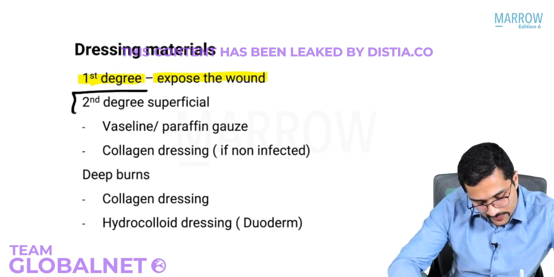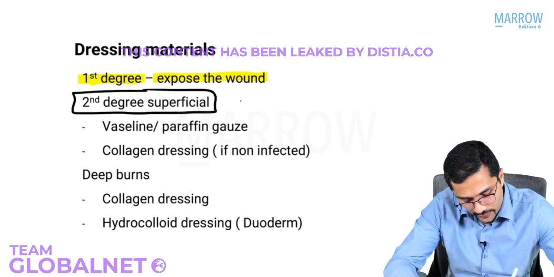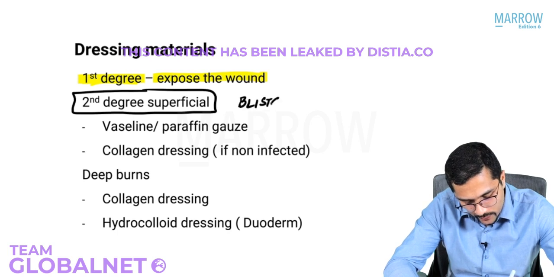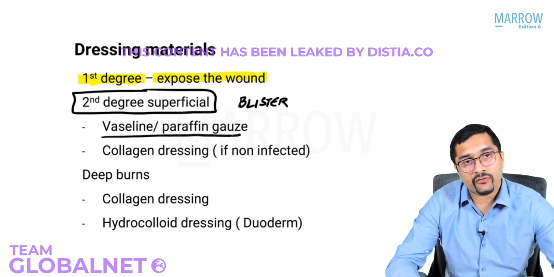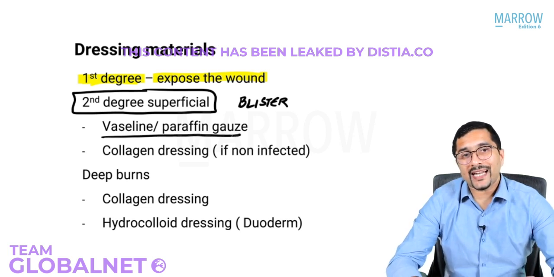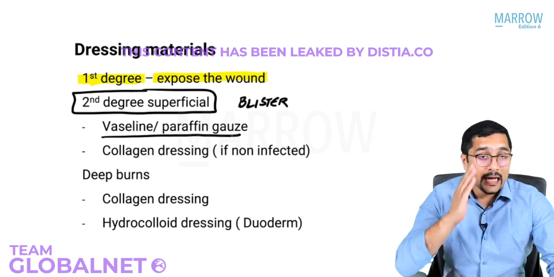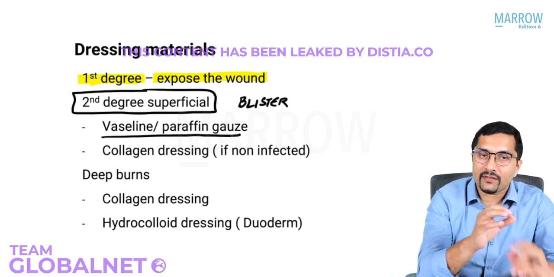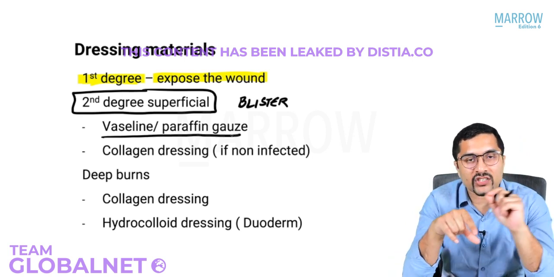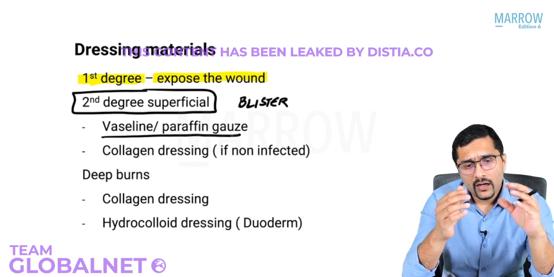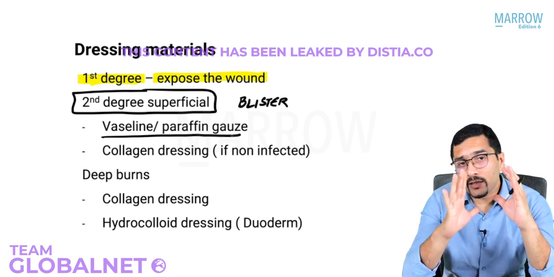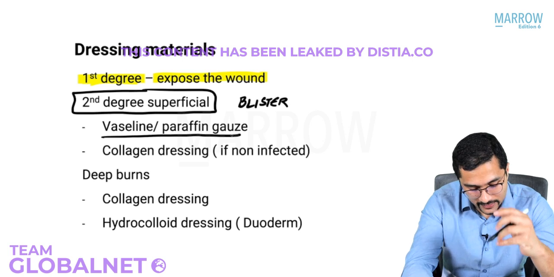Second degree burns, second degree superficial, where you have a blister as well. You don't burst the blister. Just Vaseline or paraffin gauze is to be used so that it keeps that area moist. I'm sure as interns, all of you have seen Vaseline gauze. It is this fenestrated gauze which has Vaseline or paraffin on it. So it's very moist, and you can put it over an area. It doesn't get stuck there.